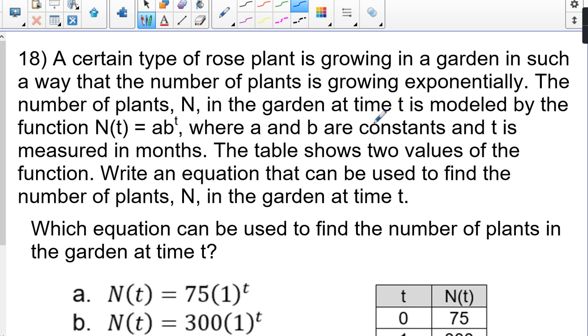Write an equation that can be used to find the number of plants n in the garden at time t. Which equation can be used to find the number of plants in the garden at time t?